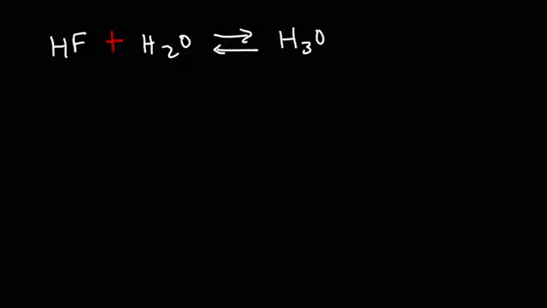Now, when dealing with a weak acid solution, the situation is different. A weak acid doesn't dissociate completely. So we're going to use a double arrow to indicate a situation of equilibrium. So this reaction is reversible.